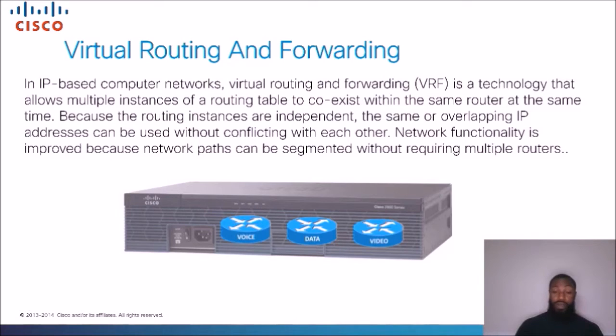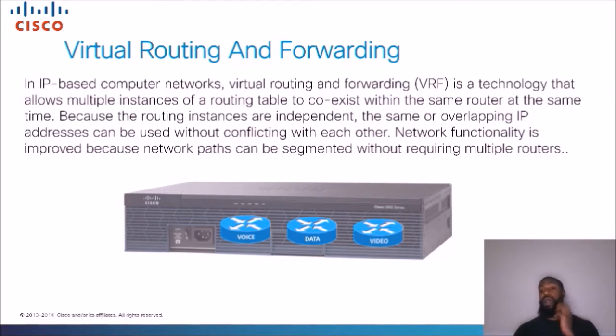So you do show IP route on each one of these fake routers that we're going to be creating. I'm going to show y'all this in GNS3. It's pretty neat, man. It's pretty cool. Because routing instances are independent, the same or overlapping IP addresses can be used without conflicting with each other. That's the other neat thing about it.